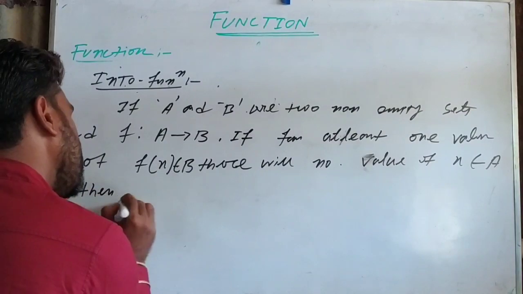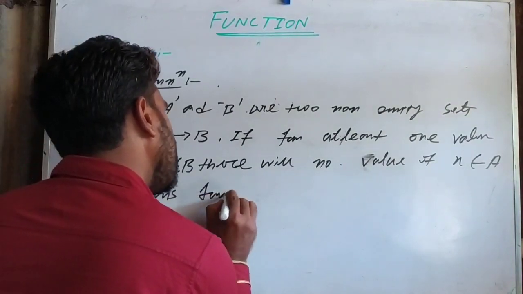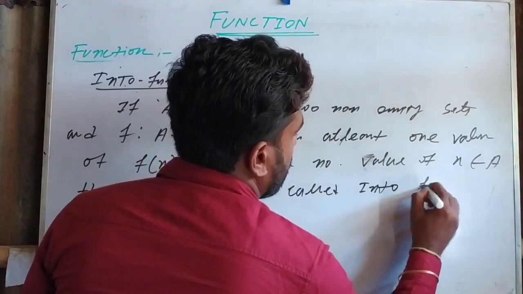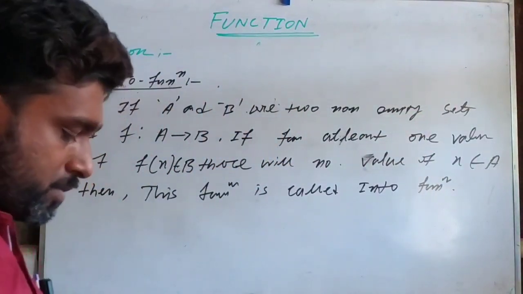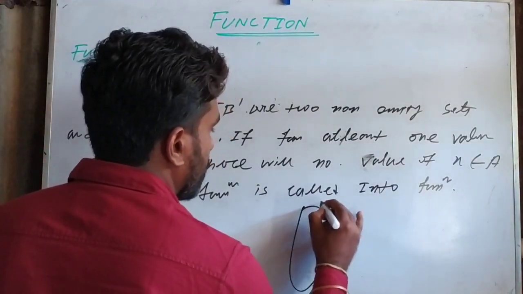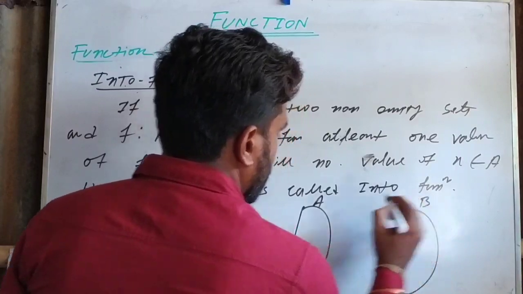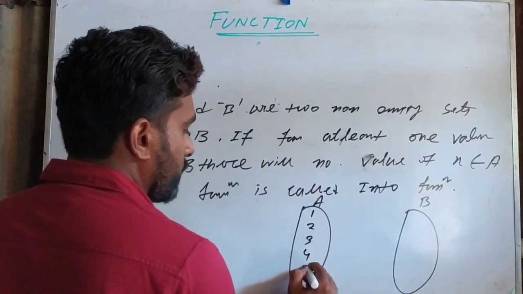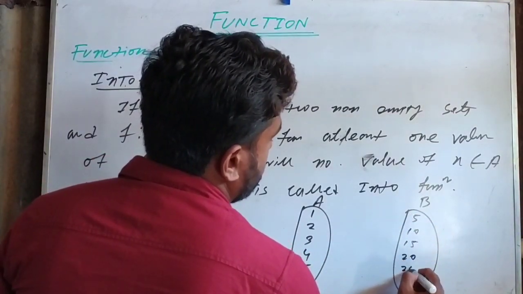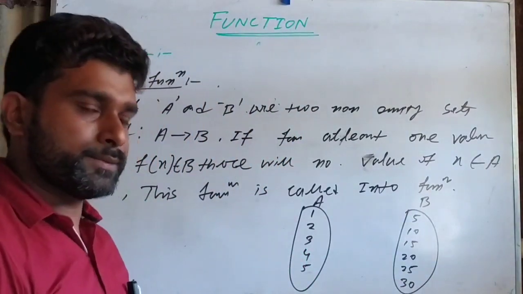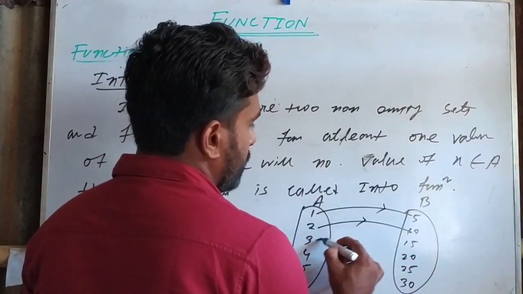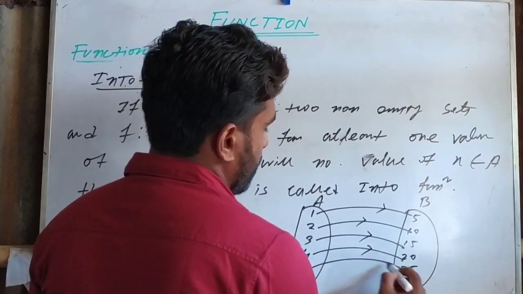Then this function is called what? Into function. आपको लगेगा सर आपने क्या लिखा है यहाँ पर, कुछ समझ में नहीं आ रहा है. यहाँ पर देखो, सबसे पहले 2 सेट करो. ए ये होता है बी. रेगुलेटर में कितना आता है? 1 2 3 4 5. रेगुलेटर में इतना ही होता है. 5 10 15 20 25 30. ओके, तो यहाँ पर देखो 1 5 हम लोगों ने 2 10 3 15 4 20 and 5 25.